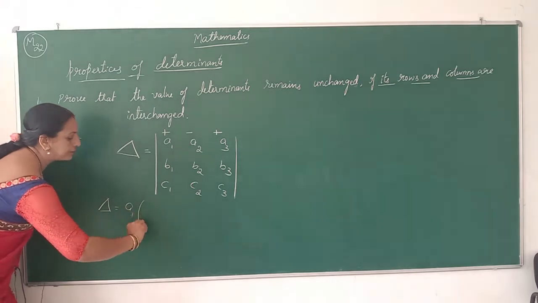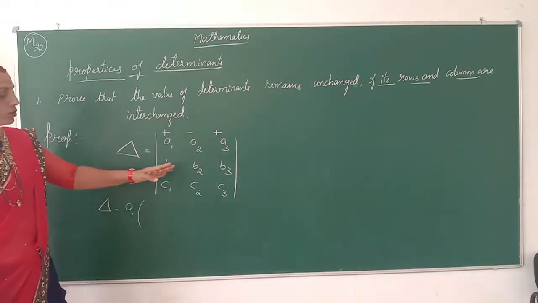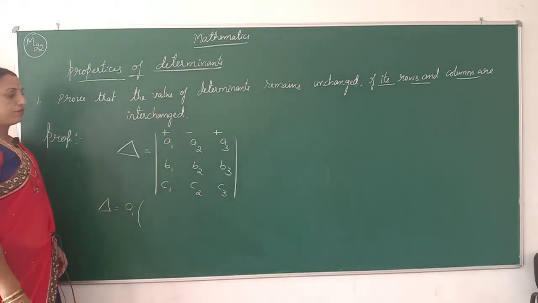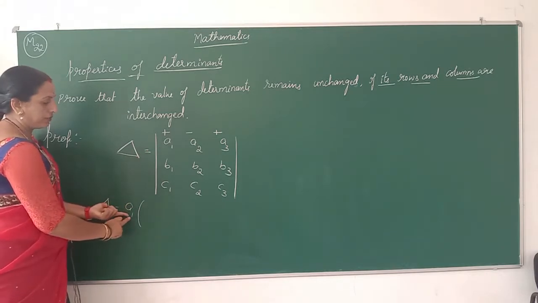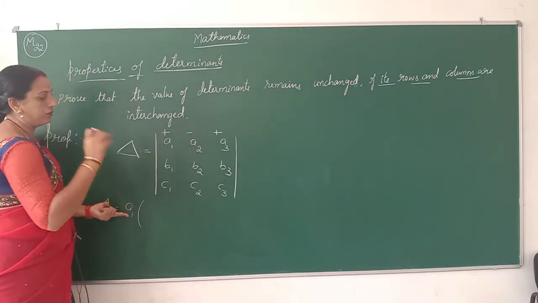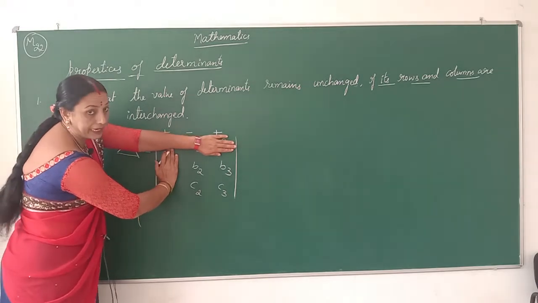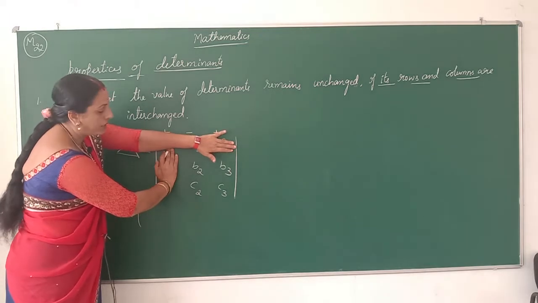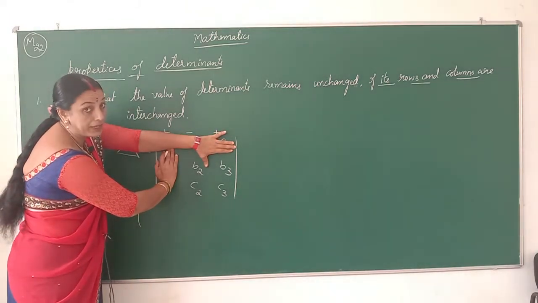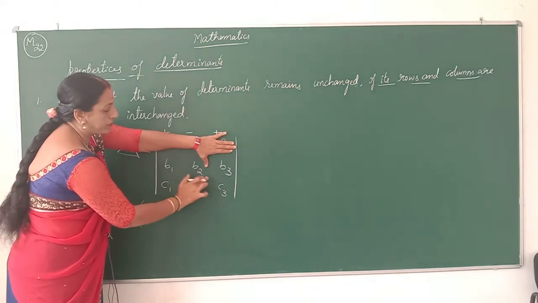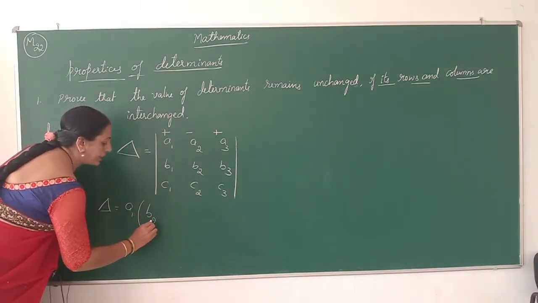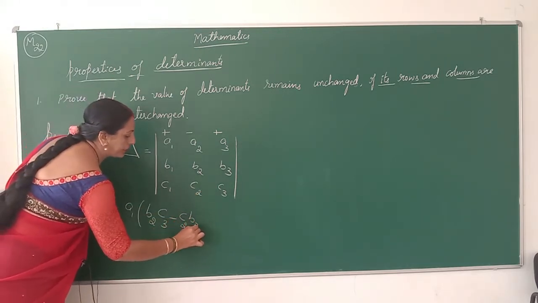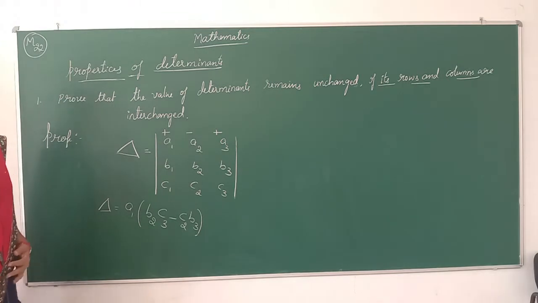Then A1 of a 2 cross 2 determinant, which is directly multiplied by cross multiplication. A1 is the element of the first row and first column; these elements are neglected and the remaining elements form a 2 cross 2 determinant. Multiplying these in cross form, the left diagonal is B2 C3 minus the right diagonal C2 B3. That is the first term.